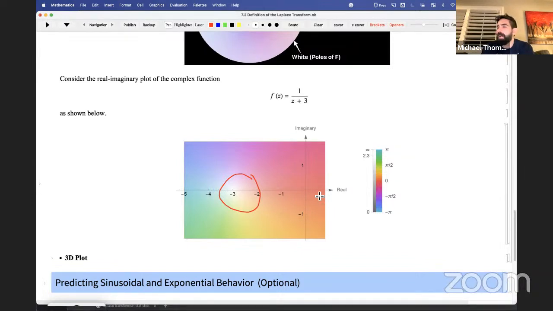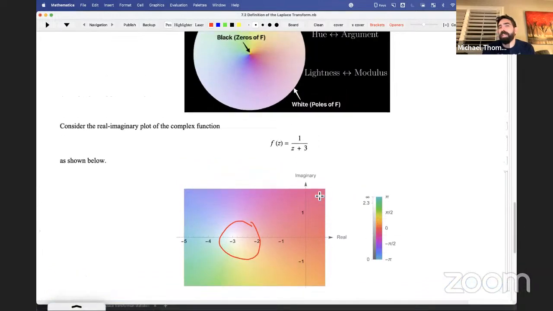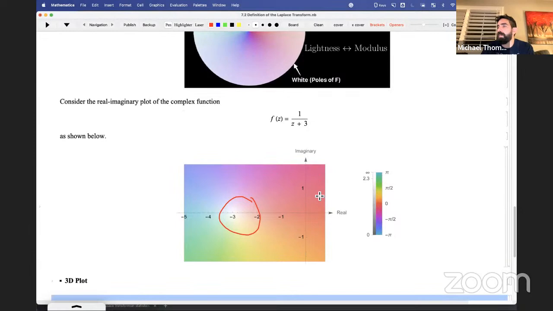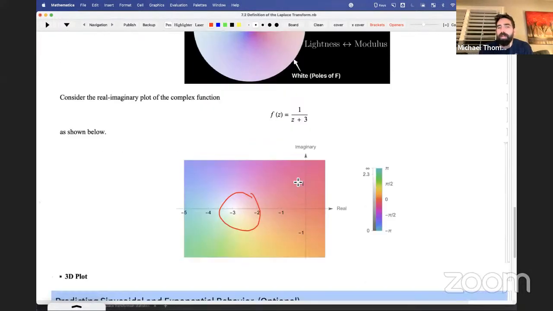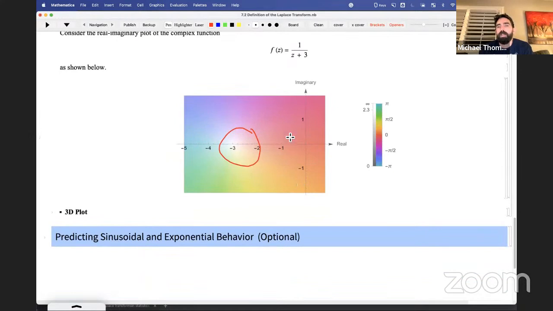So what's happening right there is we have a pole. What a pole basically means is your function blows up there. So our complex function f is blowing up. It's getting very large. In other words, the modulus, the size of the complex number, is getting very large away from the origin. Okay, so that's an example of that one.